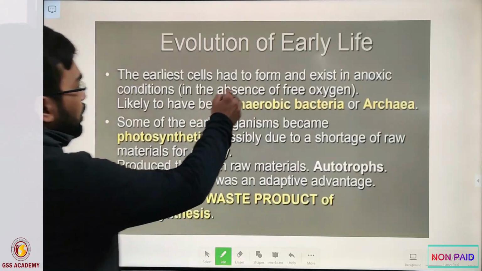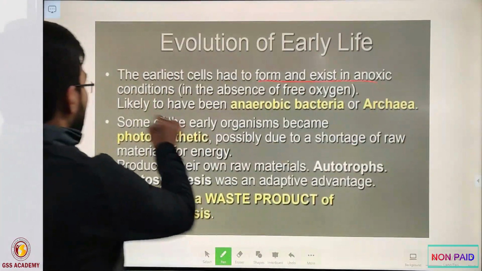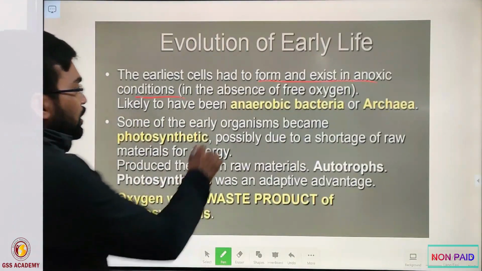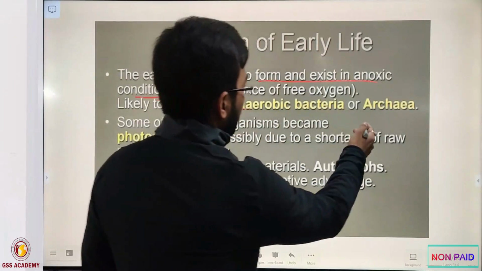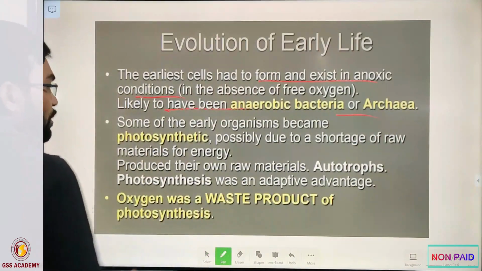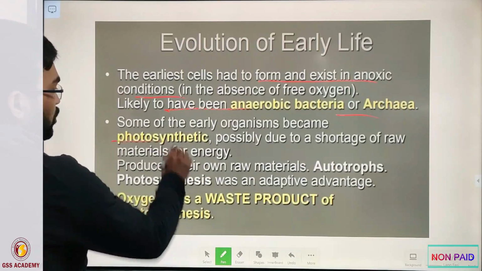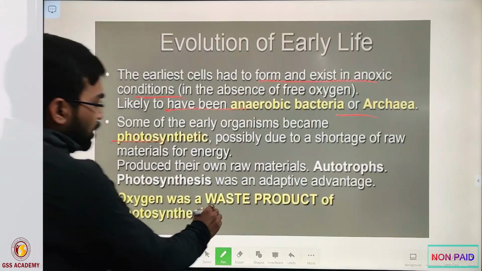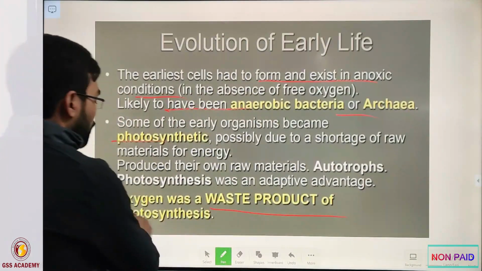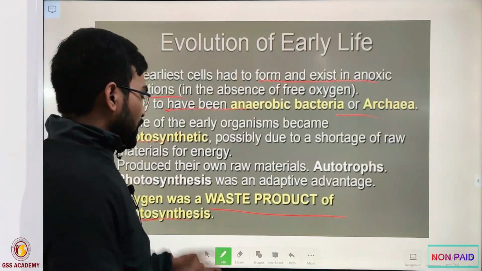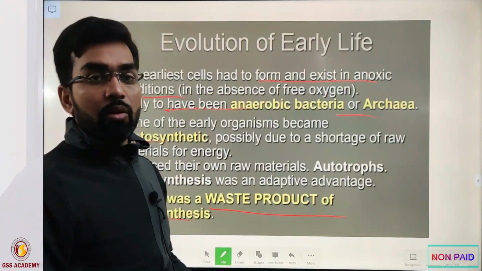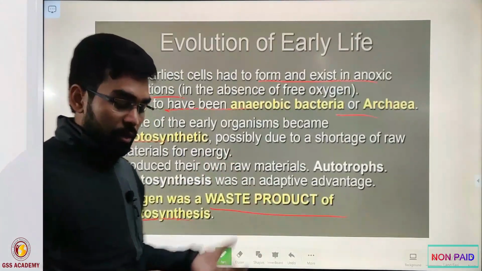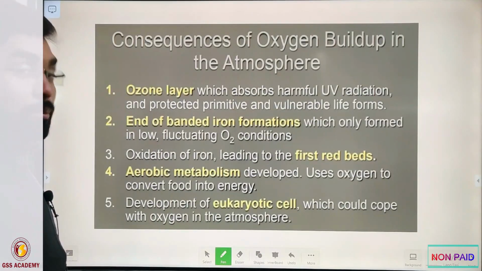The earliest cell had to form and exist in anaerobic conditions. I already told you that life was there before oxygen, so there would have been anaerobic bacteria or archaea. Some of the early organisms, because of photosynthesis, possibly due to a storage of raw material for energy. Oxygen was a byproduct of photosynthesis. I already told you that for the cyanobacteria that make their own food, oxygen is only a waste product. Sequences of oxygen building up the atmosphere.